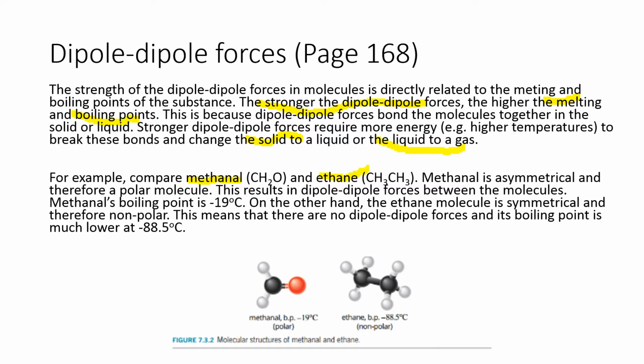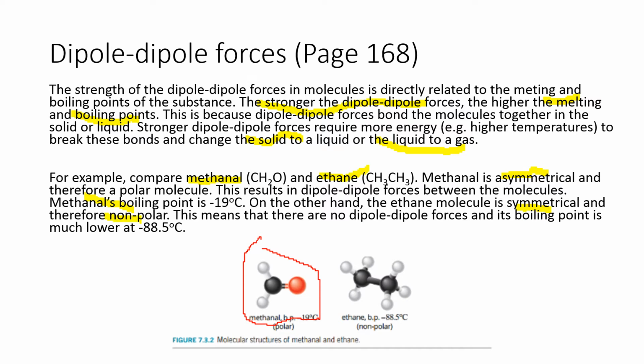At the bottom of this particular PowerPoint, this is the structure of methanol, CH3OH. We know methanol is asymmetrical and is a polar molecule. If you are comparing it in this case to ethane, we know ethane is non-polar, it is symmetrical. So the point here is that if you're going to compare between a polar and non-polar molecule, you can see a polar molecule here has a much higher boiling point.